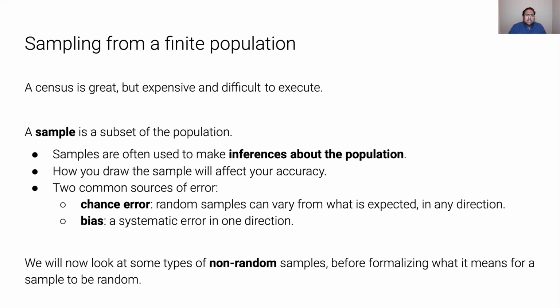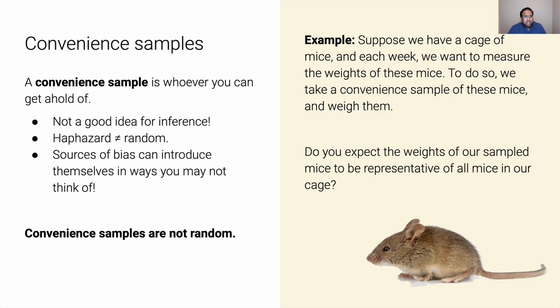What we will now do is look at a couple of examples of non-random sampling techniques before establishing what exactly a random sample is. One type of non-random sample is a convenience sample. In a convenience sample, you sample whoever you can get a hold of. This is actually a pretty bad idea when it comes to inference. Haphazard and random are not at all the same thing.